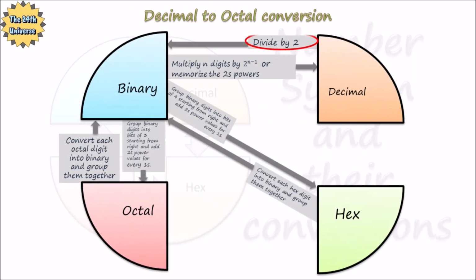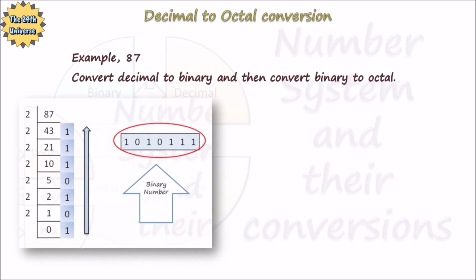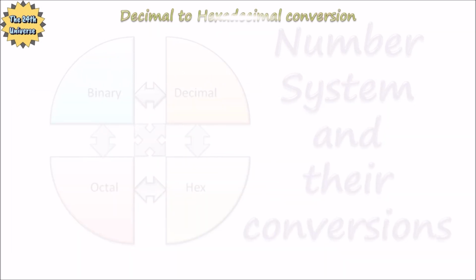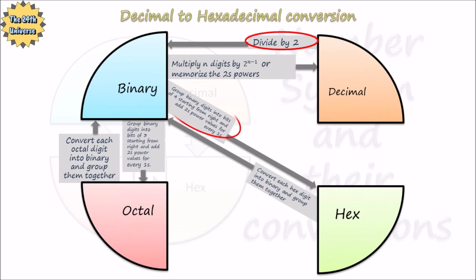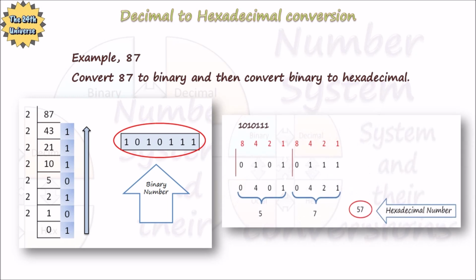Decimal to octal. Just convert decimal to binary and then convert binary to octal. Here is an example. A decimal number 87 is first converted to binary number 1010111, which is then converted to octal number 127. Decimal to hexadecimal. Just convert decimal to binary and then convert binary to hexadecimal. Here is an example. The same decimal number 87 is converted to binary number 1010111 and then to a hexadecimal number 57.